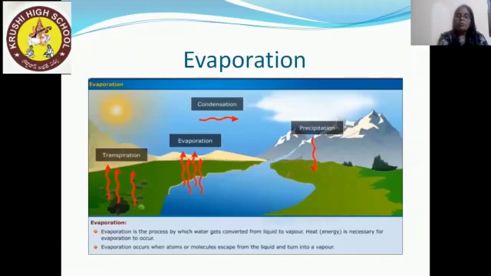Evaporation is the process by which water gets converted from liquid to vapor. That means heat is necessary for evaporation to occur. Evaporation occurs when atoms or molecules escape from the liquid and turn into a vapor. For example, if you take water in a tumbler and heat it on a gas stove, the water will get evaporated. If you check after 5 or 10 minutes, whatever volume of water you have poured in it will have evaporated. That means the changing of liquid into vapor is called evaporation. Is that clear, children?